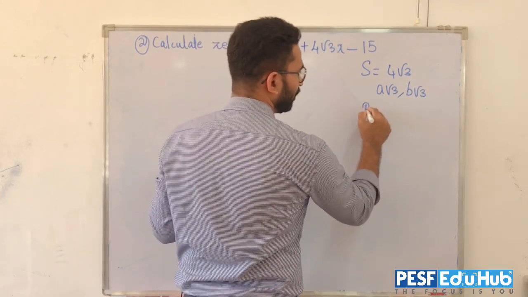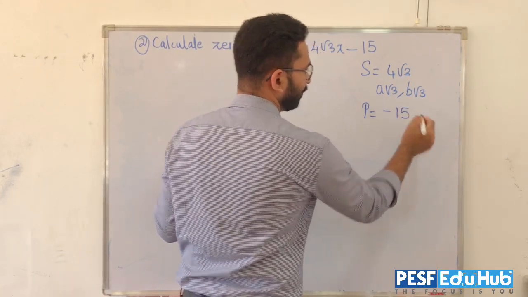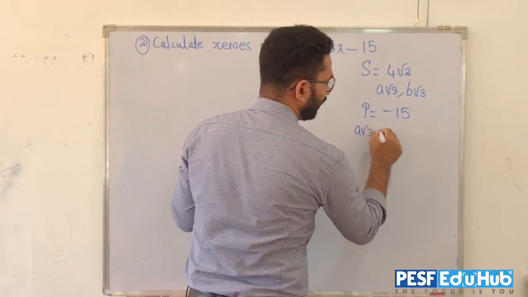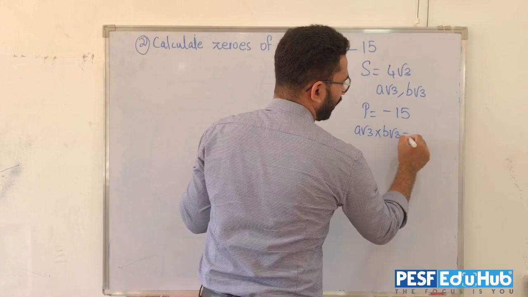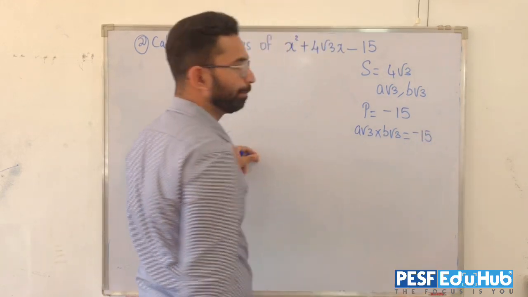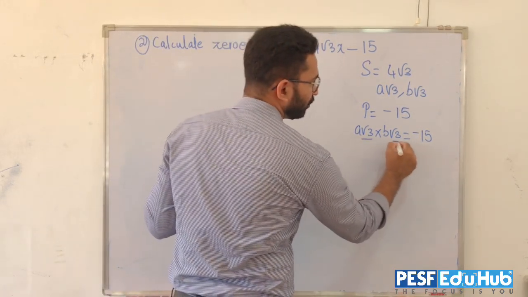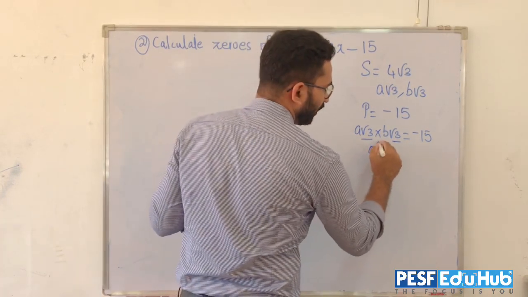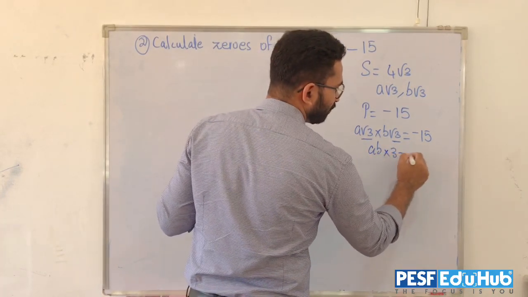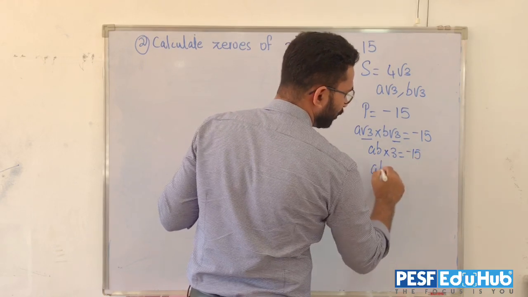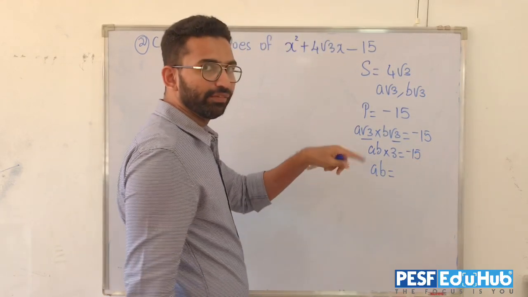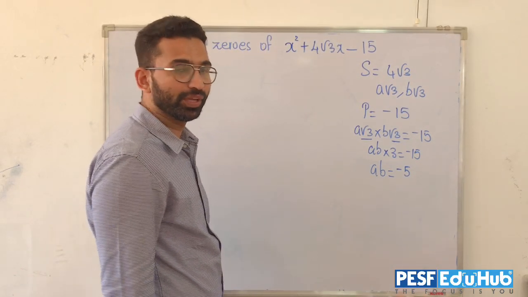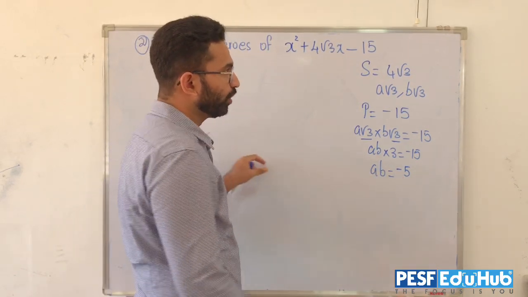And what about the product? Product is minus 15. So what is the meaning? Minus 15 means when I multiply a root 3 and b root 3, I should get minus 15. I know that root 3 and root 3 when I multiply, I will get 3. So ab into 3 becomes minus 15, means a into b equal to minus 15 divided by 3, means minus 5.